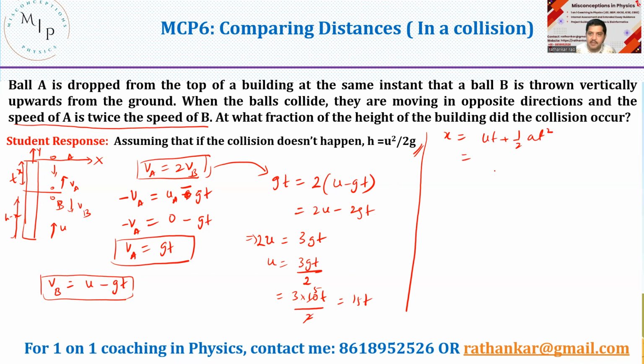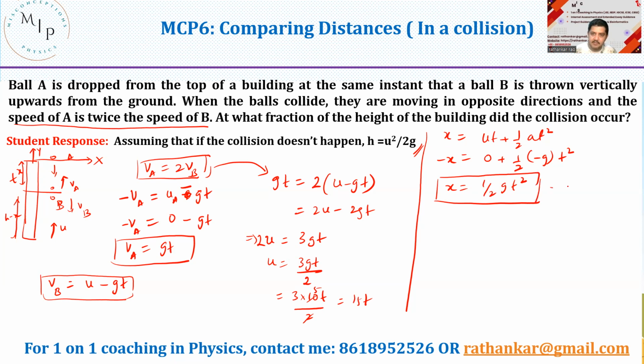Now what is u? When you are dropping, this becomes 0. 0 plus half into, what is a? a is nothing but minus g. Minus g into t square. Now what about displacement? Displacement is also in the negative direction. So I will write minus x equal to minus half gt square, or x is equal to half gt square. We have got one equation here.